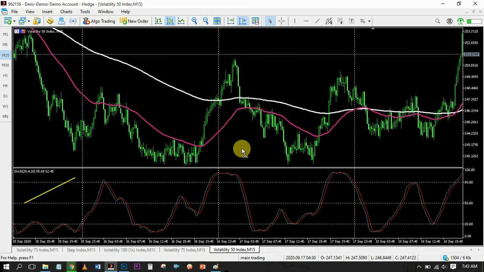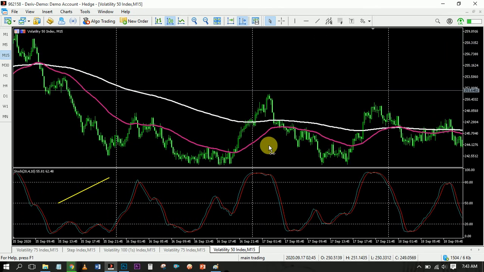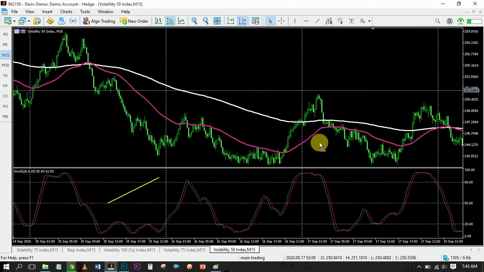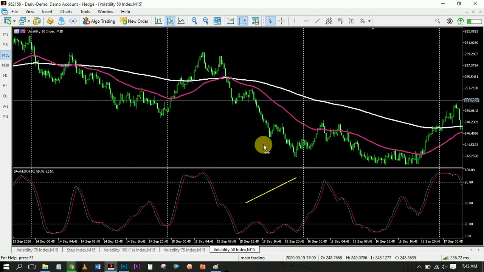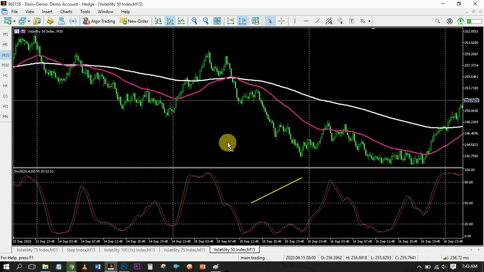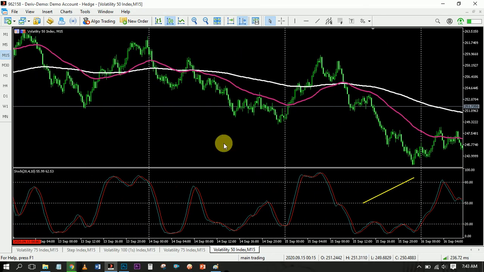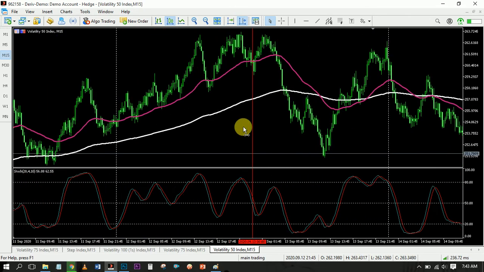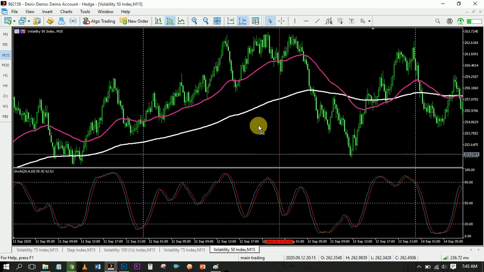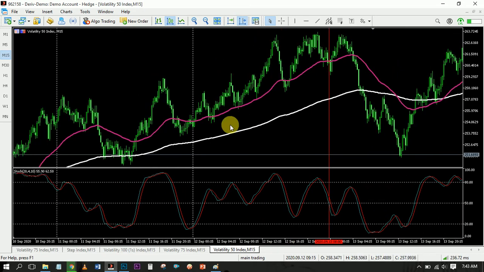Another thing I would advise that you should try is checking this on your smaller time frames, because you're going to find more possibilities of these setups on smaller time frames than on the bigger time frames. You can see that all along we've not even seen any of this moving up.